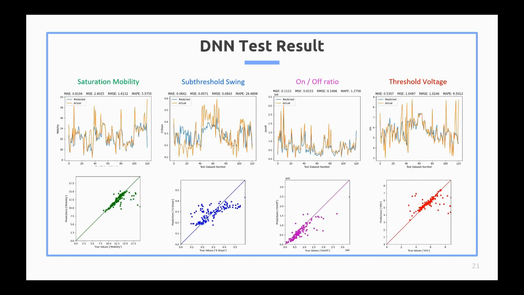Here's a more intuitive visualization of results. Orange lines represent the actual values, and the blue lines represent the predicted values. While outliers still exist, mobility and threshold voltages are quite accurate. However, the S-slope does not fit the overall trend well, and the on-off ratio follows the trend but lacks detailed accuracy. Although the visualization showed improvements over the original settings, there were still slight differences in results.